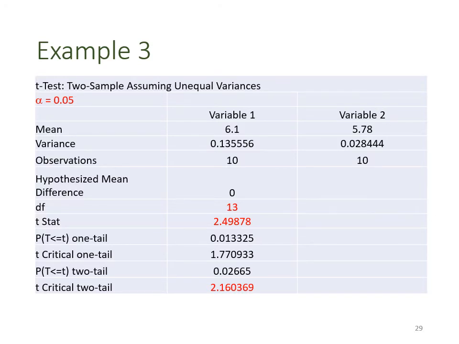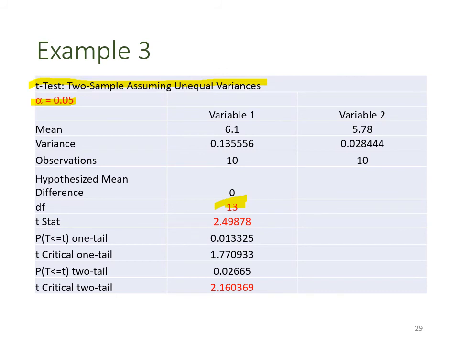As shown before, we can use Excel. In this case, we will do a t-test, two sample, assuming unequal variances. Set your alpha equal to 0.05. We have 13 degrees of freedom. It actually calculates that for you.